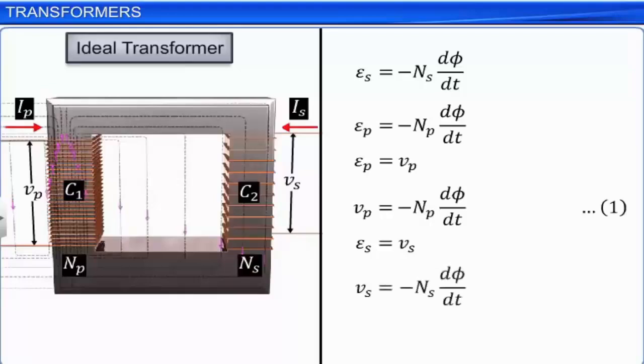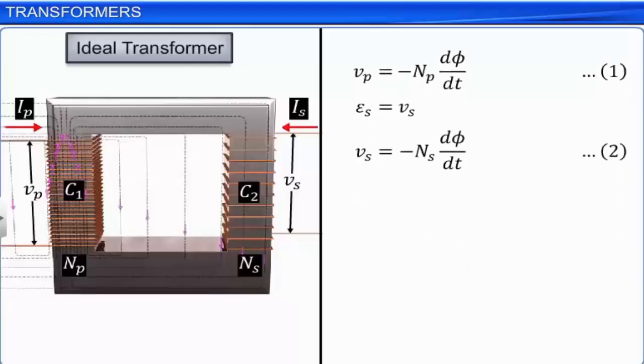Dividing equation 2 by 1 and simplifying, we get VS by VP equal to NS by NP. Let this be equation 3. Thus, we observe that the ratio of the voltage across the secondary coil to that across the primary coil of a transformer is the same as the ratio of the number of turns in the secondary coil to that in the primary coil, respectively.